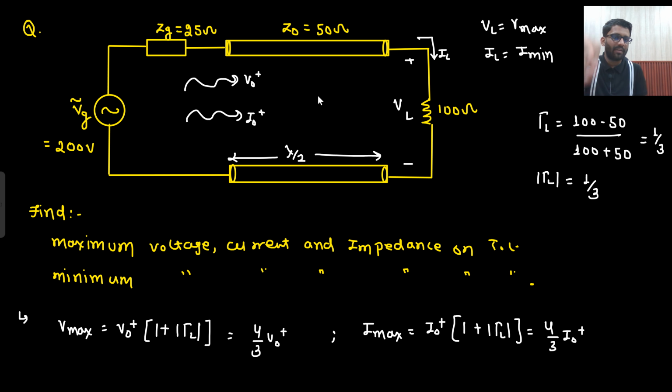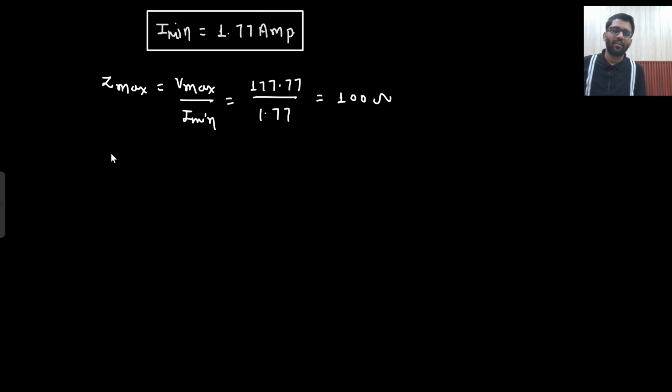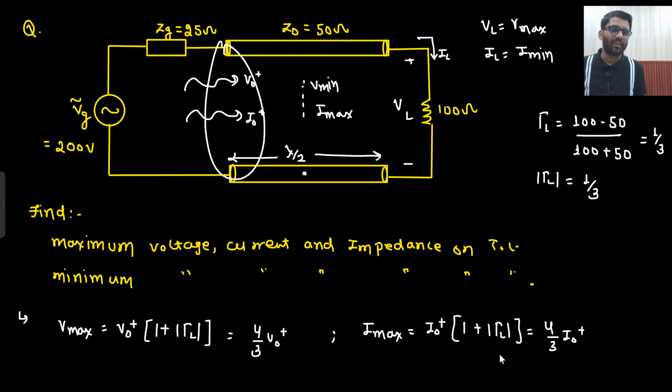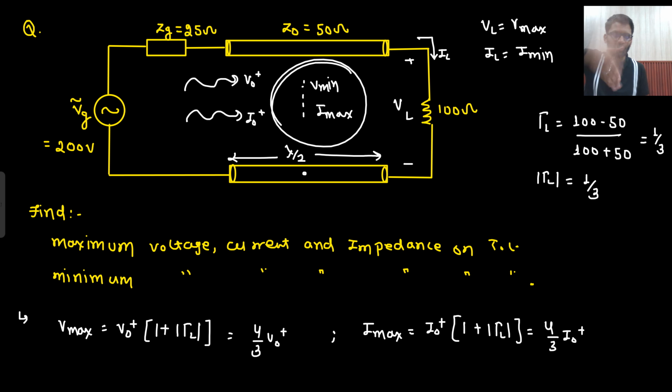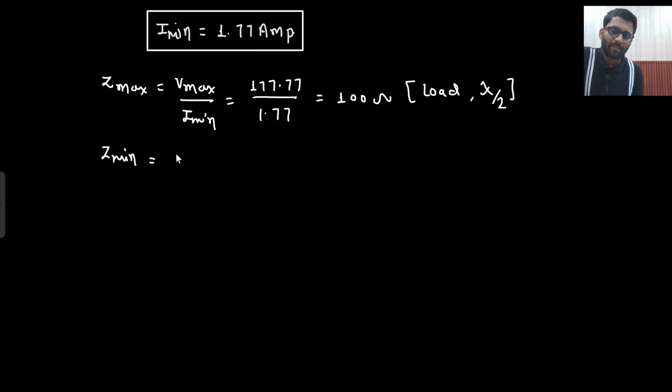And somewhere at lambda by 4, and what will be lambda by 4? Right in the middle. Somewhere here in the middle you will be getting V min and I max, right? So that will be your Z min. So these things they can ask. This you will be getting at load or at a lambda by 2 distance. That means here you could have got your maximum here as well, because after lambda by 2 same thing will be repeated, but minimum you will get somewhere in between. So this is your V min by I max.